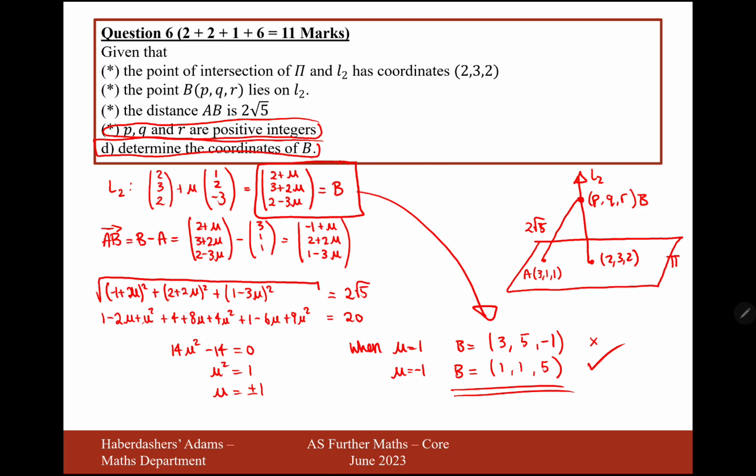So there we are, that's the answer for question 6, worth a total of 11 marks. Let's now move on to question 7.